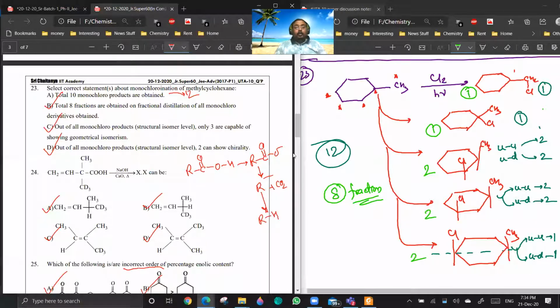Getting a point? Yes or no? Yes, sir. And of all monochloro products, only 2 can show chirality. Only 2 of them can show chirality. This one and this one. Right? Again on the structural isomer level.